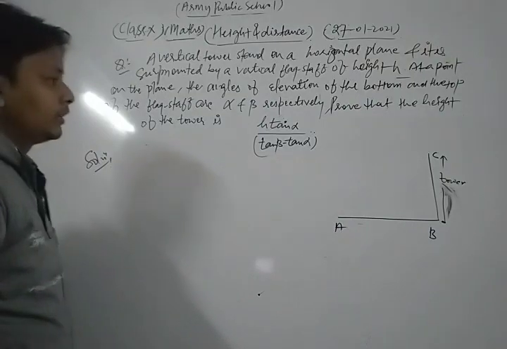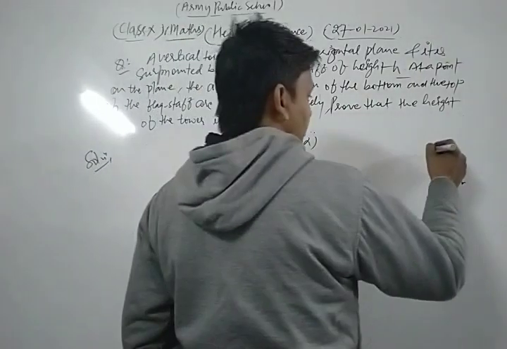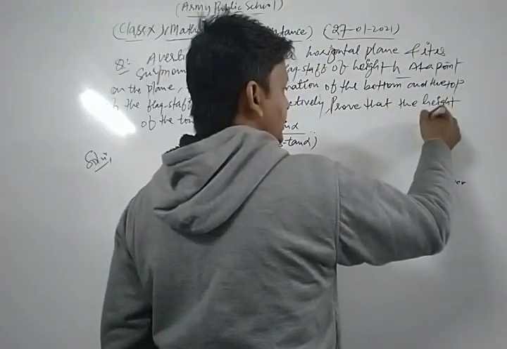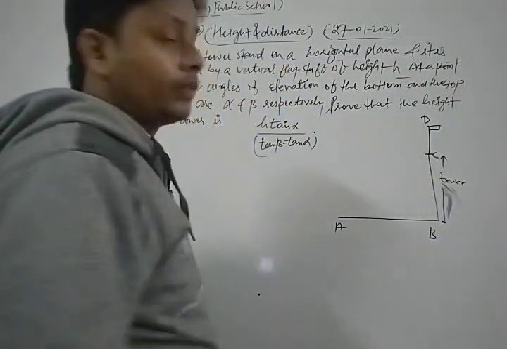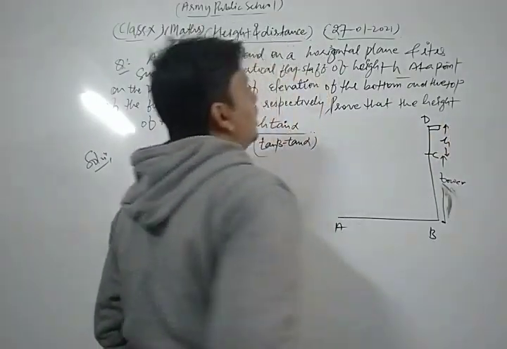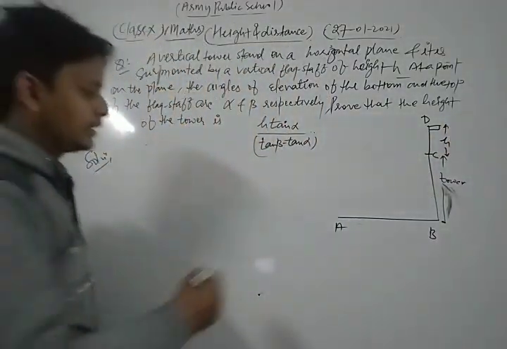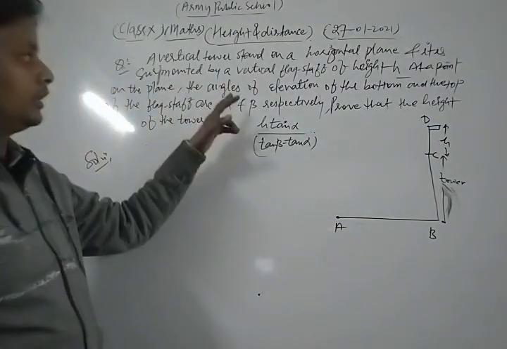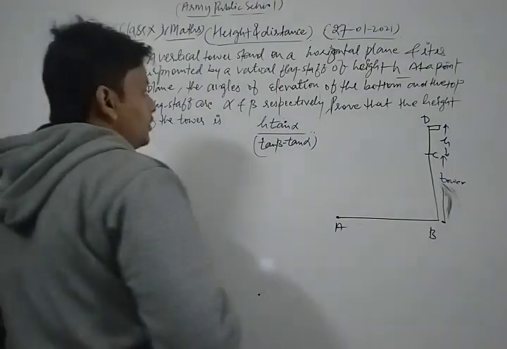And it is surmounted by a vertical flagstaff, and that tower and vertical flagstaff are placed there. Let's say CD is the height of the flagstaff, of height h. So that height is equal to h, which is given in our question. And at a point A on the plane, the angle of elevation of the bottom and the top of the flagstaff are alpha and beta.